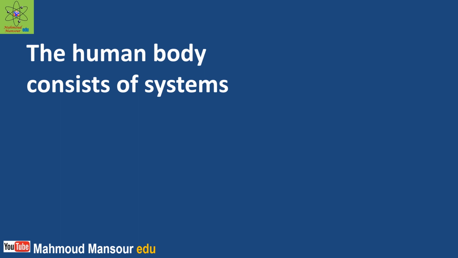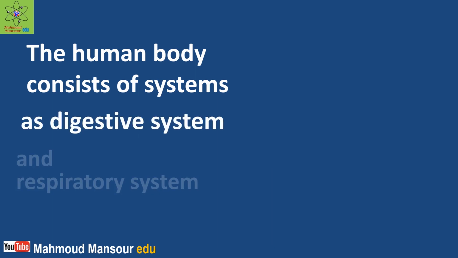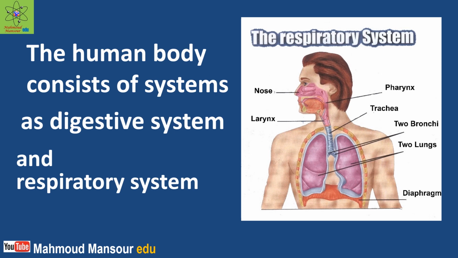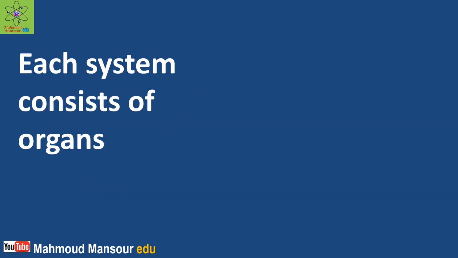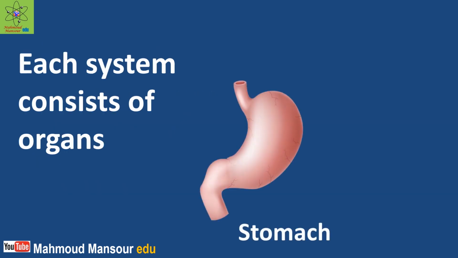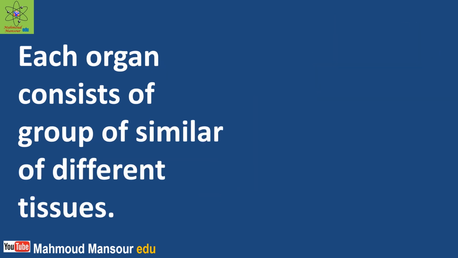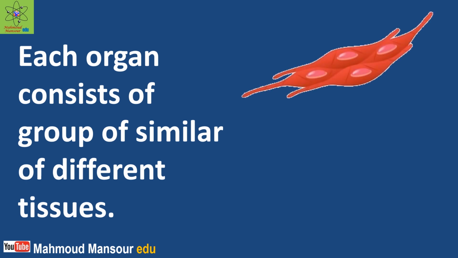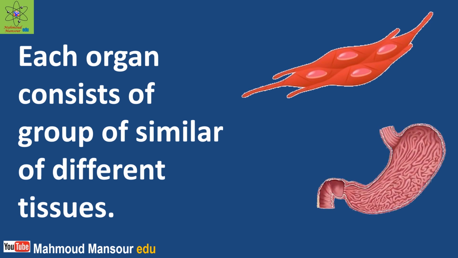The human body consists of a group of systems which work together to keep the human alive, such as the digestive system and respiratory system. Each system consists of a group of organs, such as the stomach and liver. Each organ consists of a group of similar or different tissues, such as the tissues that build up the muscles and the tissues that build up the stomach.